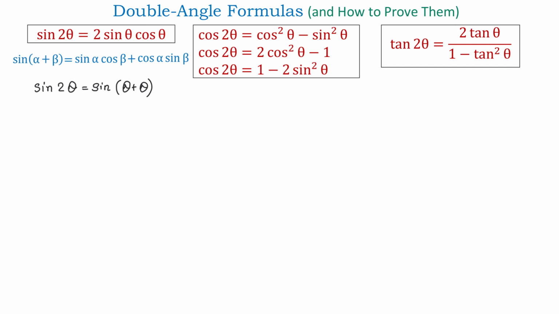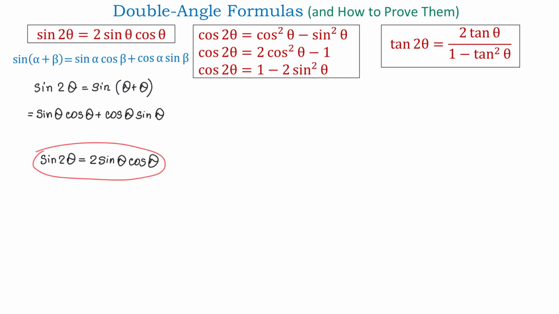Then using the formula above, we will write it as sine of theta cosine of theta plus cosine of theta sine of theta. Then sine of theta cosine of theta is the same as cosine of theta sine of theta, and if we add them together, we will get 2 sine of theta cosine of theta. So then, we will write that sine of 2 theta equals 2 sine of theta cosine of theta. And this is the double angle formula for sine.